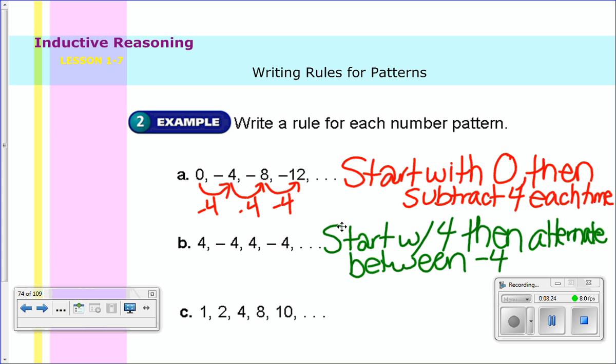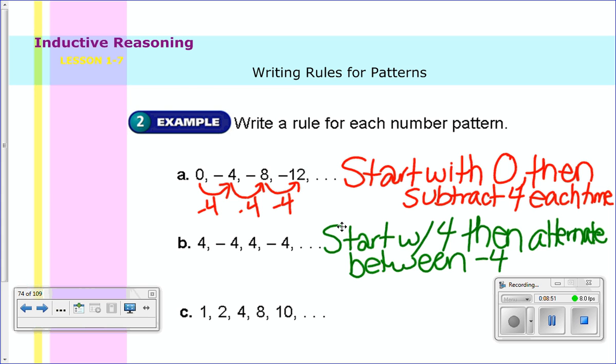All right, now C is actually a very tricky one. It's very, very tricky because it goes 1, 2, 4, 8, 10. Now here you might have tried to add 1 each time. Well, that doesn't work when you get to here. Then you might have tried to times by 2, which works at the beginning. 1 times 2 is 2, 2 times 2 is 4, 4 times 2 is 8. Well, 8 times 2 is not 10. So that one doesn't work.